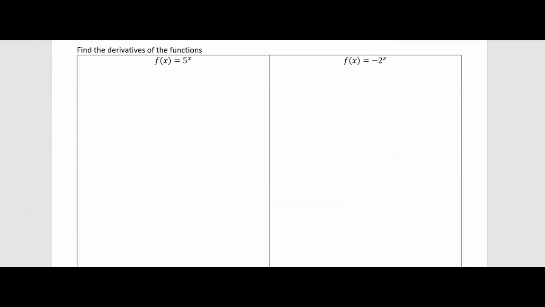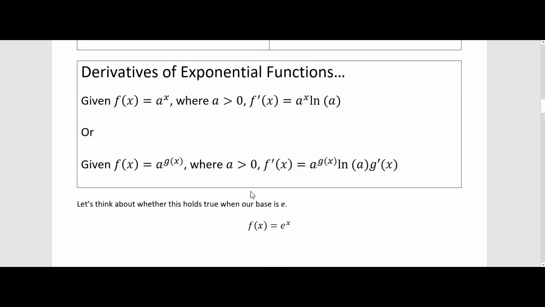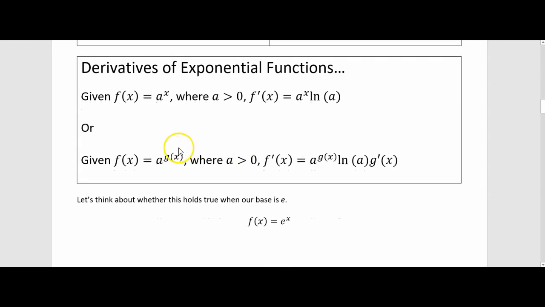But if we understand the properties, we may be able to even derive it if we're sitting there confused on a test or a quiz. So let's go ahead and fill in this box. If f of x is equal to a to the power of x, where a is greater than 0, then f prime of x will be equal to a to the power of x times the natural log of a. So it's whatever your original function is times the natural log of the base.